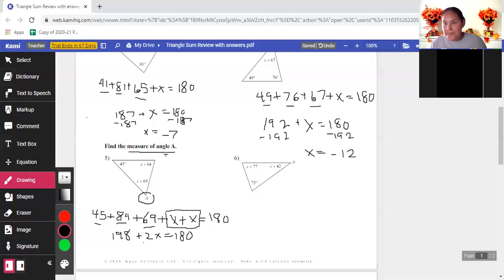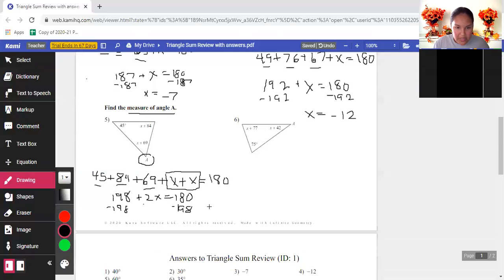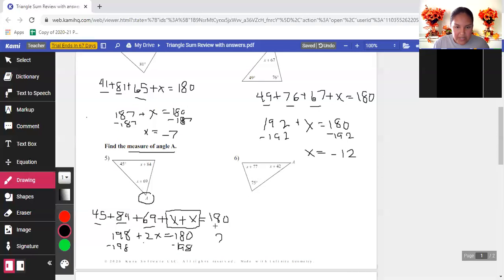So what do I do now? Subtract 198 from the 180. Yep. Subtract your 198 from the 180. And what do I get here? -18. So I'm going to go ahead and put 2x to the side over here. So 2x equals -18.